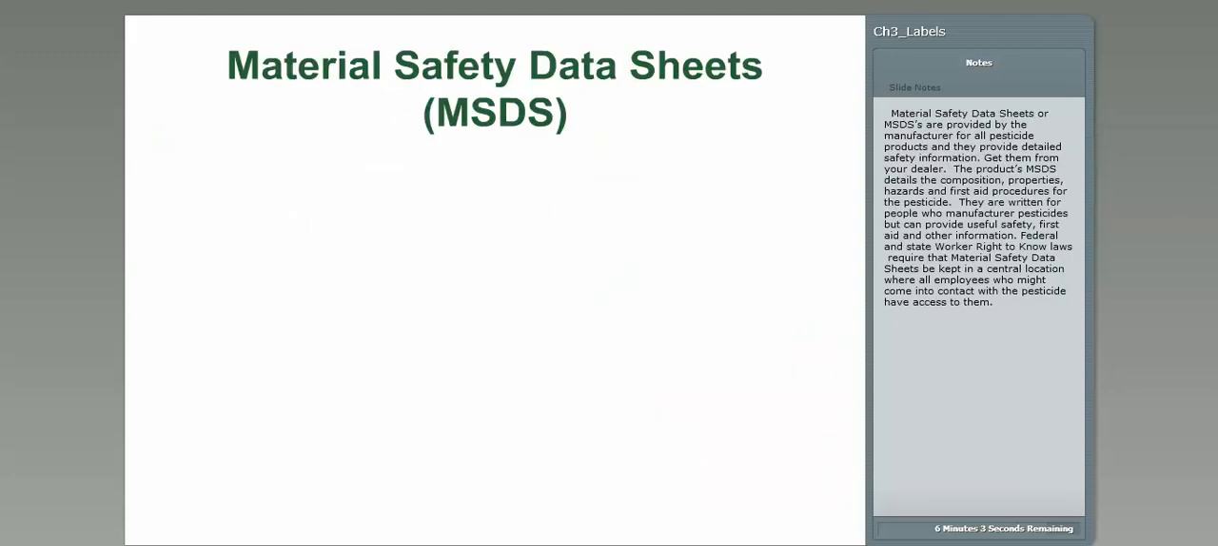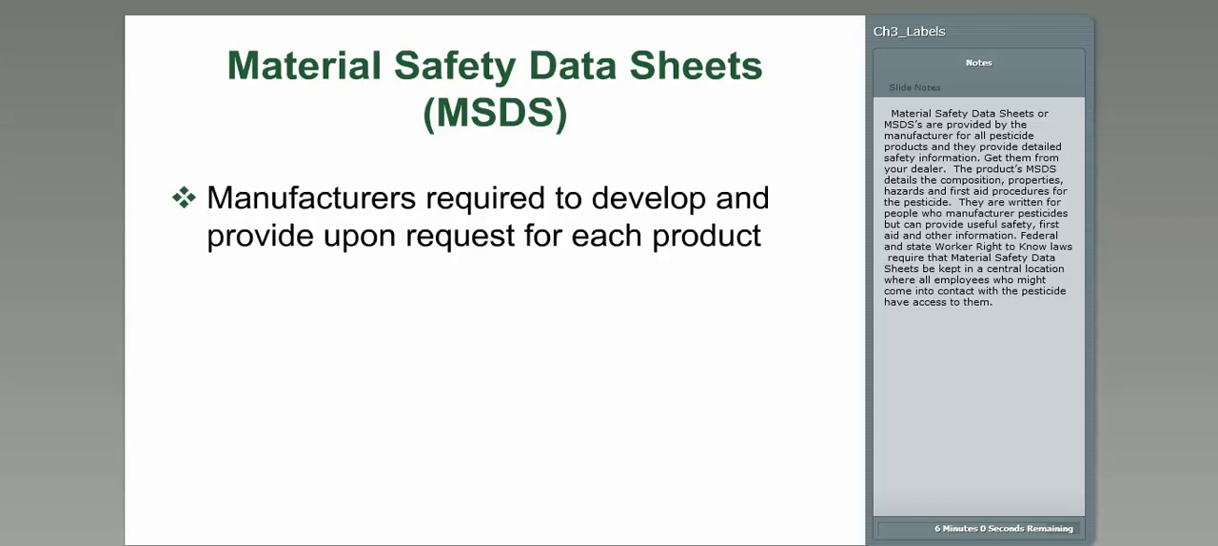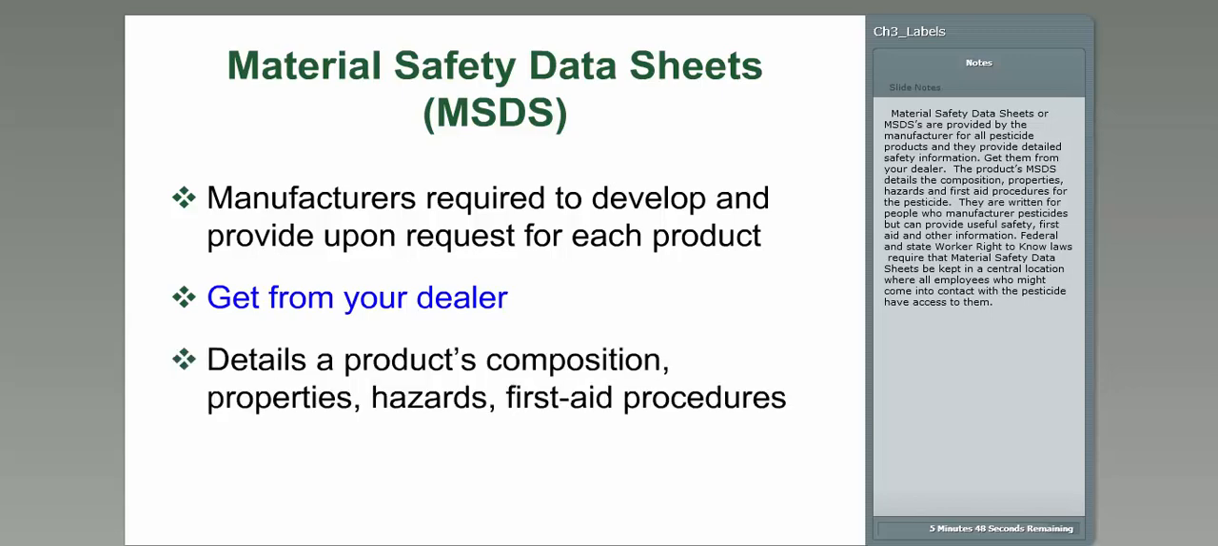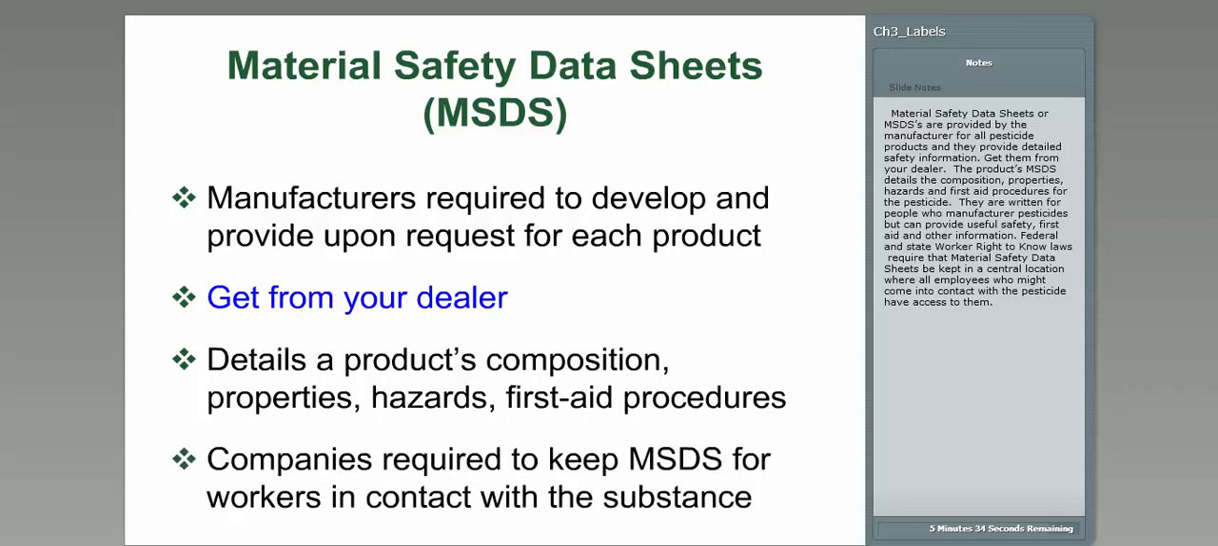Material Safety Data Sheets, or MSDSs, are provided by the manufacturer for all pesticide products, and they provide detailed safety information. Get them from your dealer. The product's MSDS details the composition, properties, hazards, and first aid procedures for the pesticide. They are written for people who manufacture pesticides but can provide useful safety, first aid, and other information. Federal and state worker right-to-know laws require that material safety data sheets be kept in a central location where all employees who might come into contact with the pesticides have access to them.